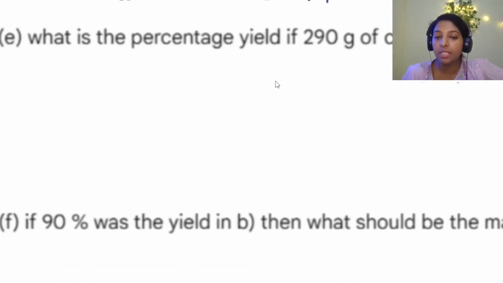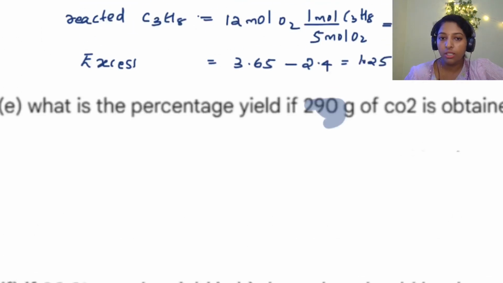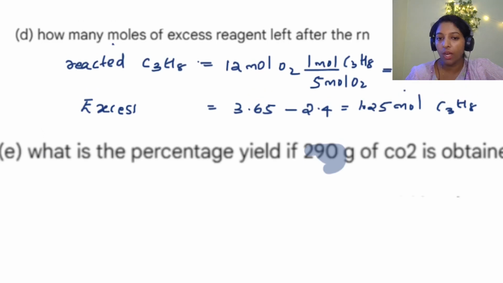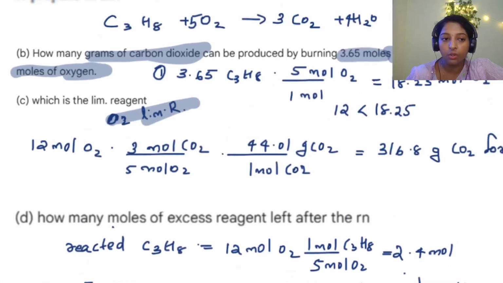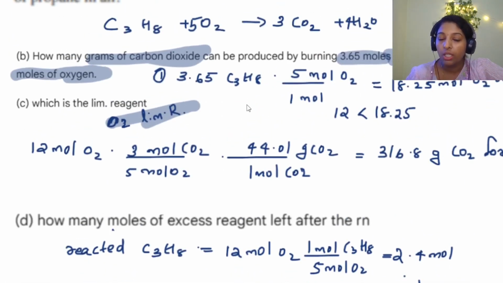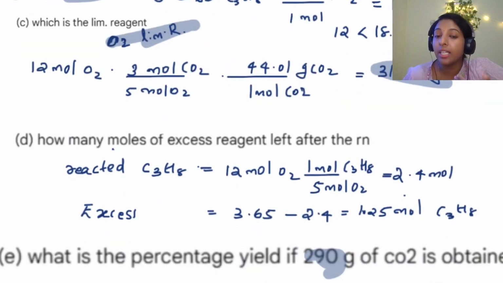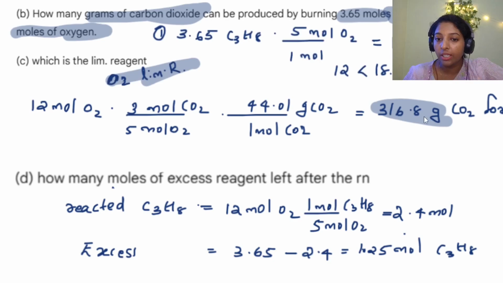Then see the next one. What is the percentage yield if 290 grams of CO2 is obtained? So what we have already done is how many grams of CO2 will be formed in this reaction. See question B, we already found 316.8 grams of CO2 will be formed. Okay, that is the theoretical yield. What theory says is we will get 316.8 grams of CO2.